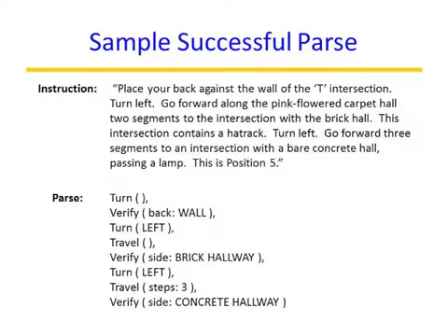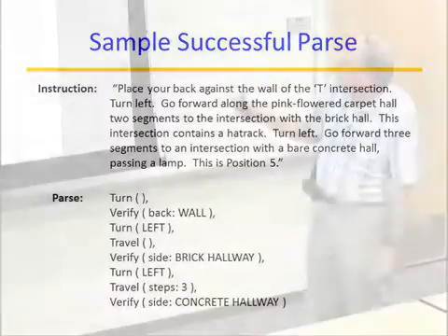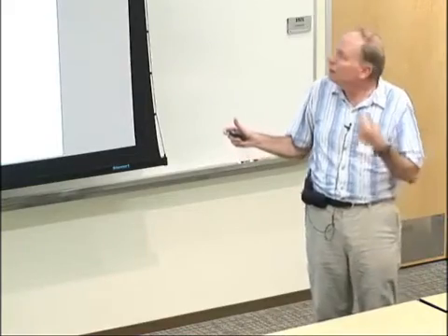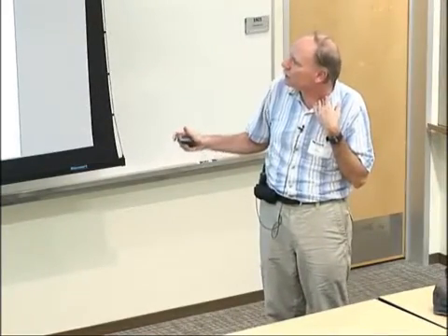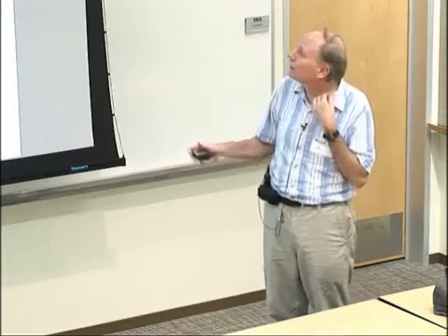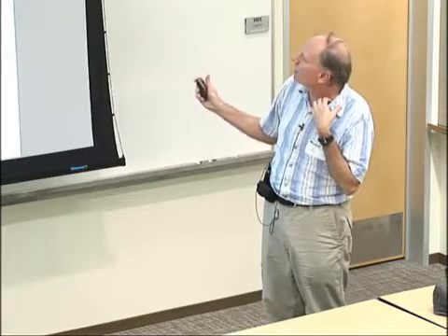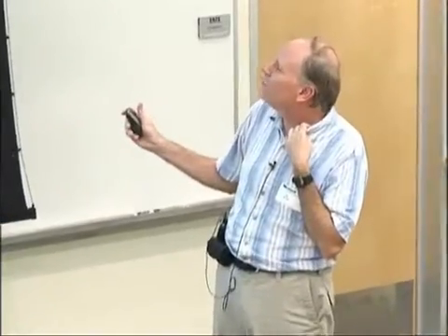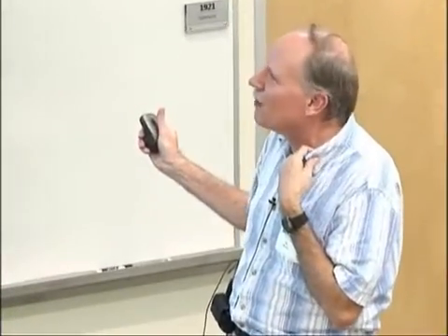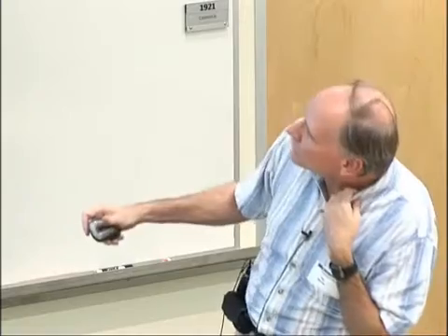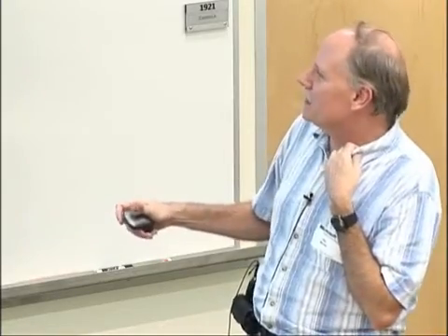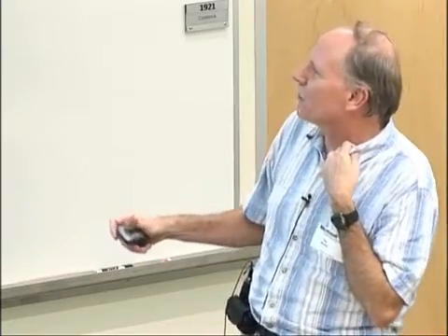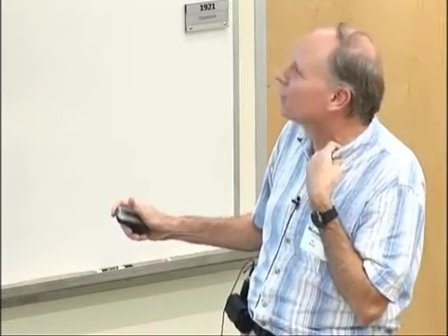Here's just a sample parse where the system actually learned to parse this pretty complicated instruction completely correct. This plan will actually get you to the right destination. Place your back against the wall of the T intersection. Turn left. Go forward along the pink-flowered carpet hall, 2 segments to the intersection with the brick wall. I wonder what the parse it got for that. It's in here somewhere. This intersection contains a hat rack. Turn left. Go forward 3 segments to an intersection with a bare concrete wall, passing a lamp. That's your goal. And it actually got a plan out of that.